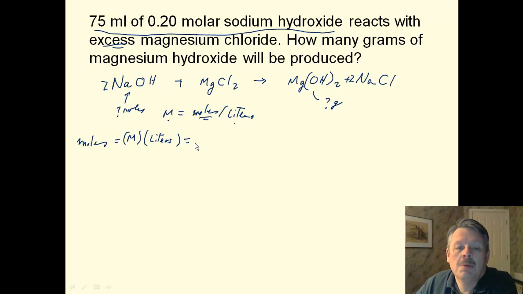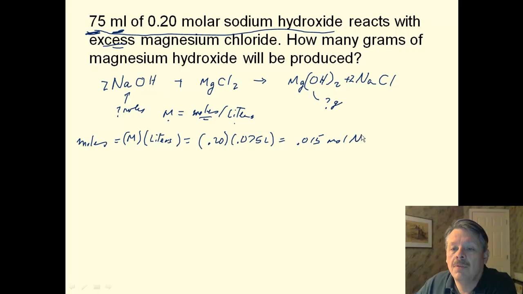Right? So I should be able to do that. Well, my molarity is 0.20. That's given to me above. How many liters do I have? Well, I've got 75 milliliters, so I have to convert that to liters. So that's 0.075 liters. Right? So when I multiply that out, I get 0.015 moles of NaOH. Now I can do stoichiometry, because now I've got moles.